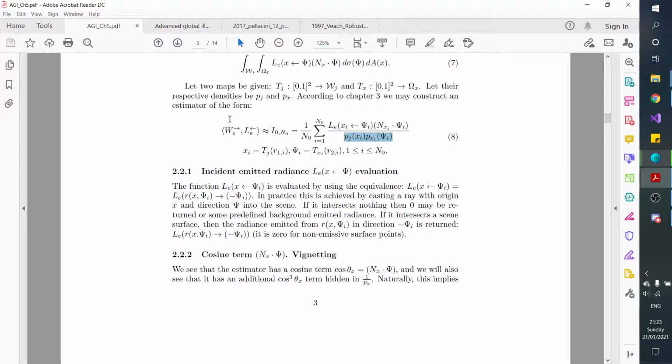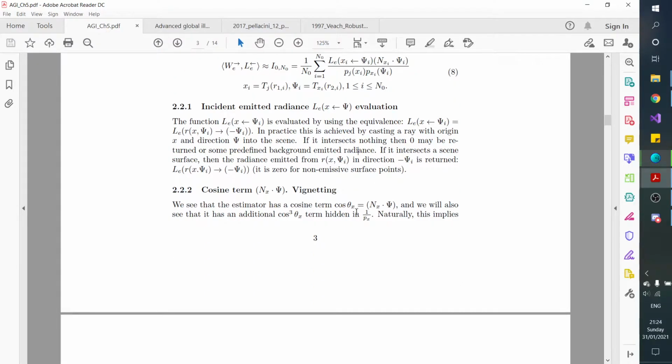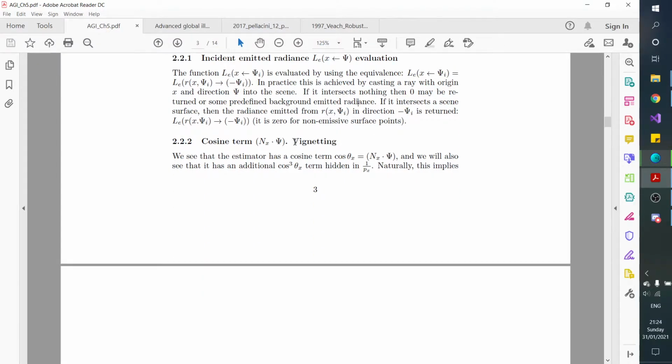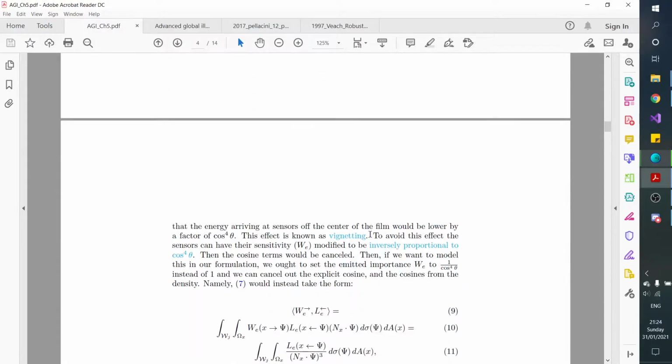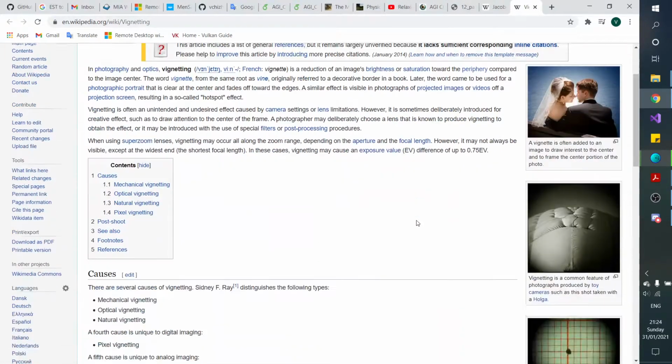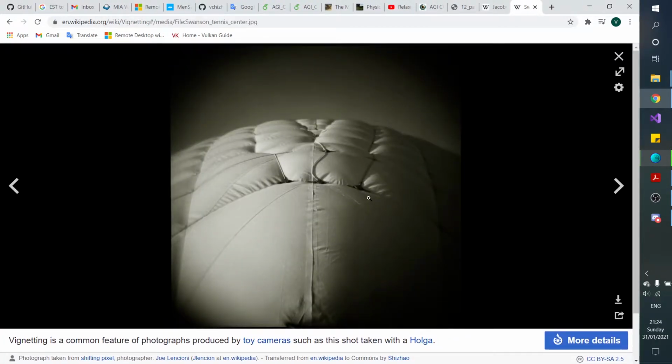Yeah, so this is simply the arriving light at your film. Now you can see a cosine term here, and what it would imply in practice is that directions that are further away from the center of the film, or pixels that are further away, are darker, and that's an effect known as vignetting, and you can see it here. So it's something that happens in cameras.